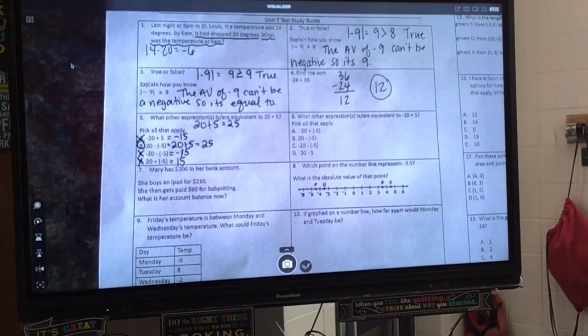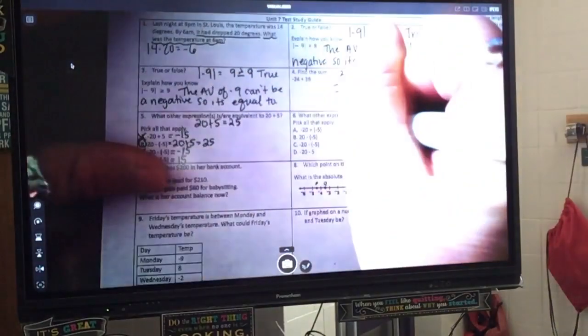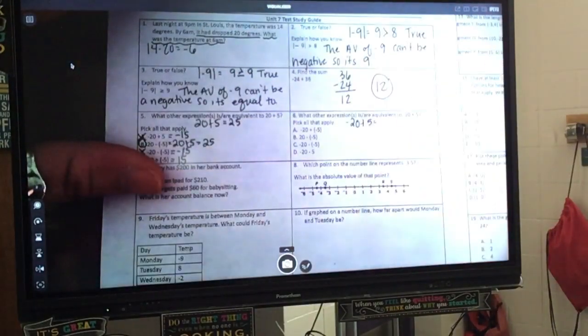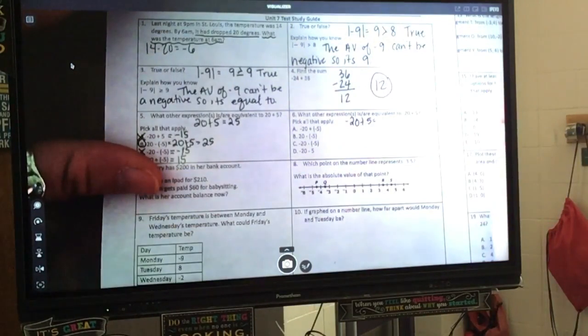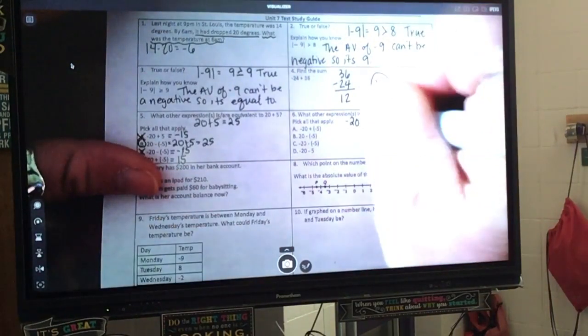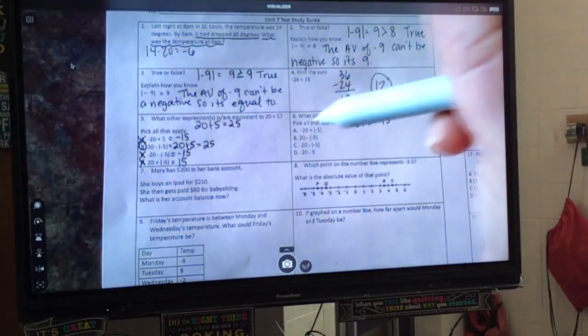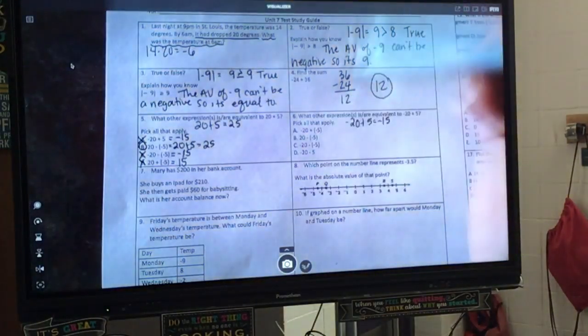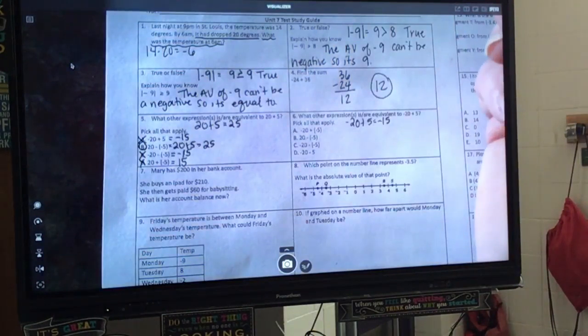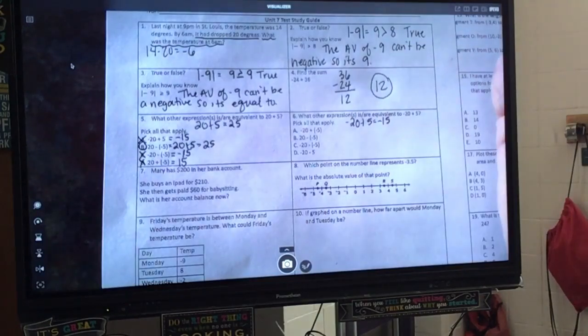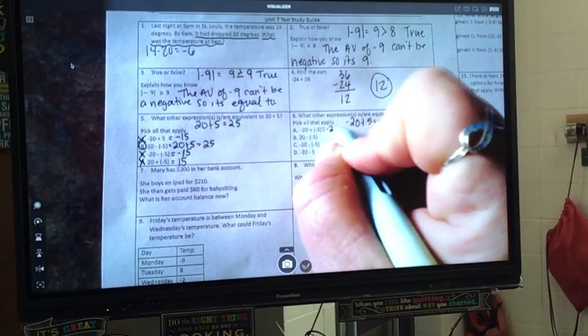Alright, so it says what other expressions are equivalent to negative 20 plus 5? Pick all that apply. So what is negative 20 plus 5 going to equal? Gemma? Negative 15. Alright, so the first one is negative 20 plus negative 5. What does that equal? Here we're just adding two negatives technically. Negative 25? Is that what you said? Yeah. So negative 25, so that one doesn't work.